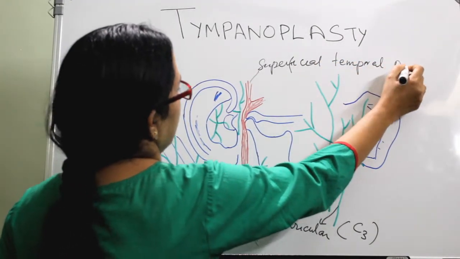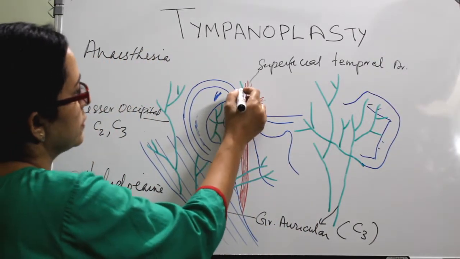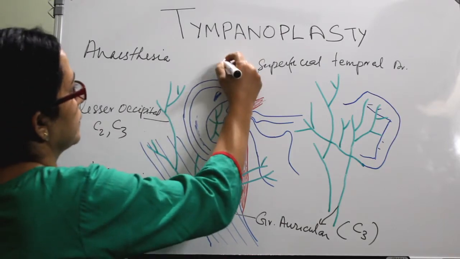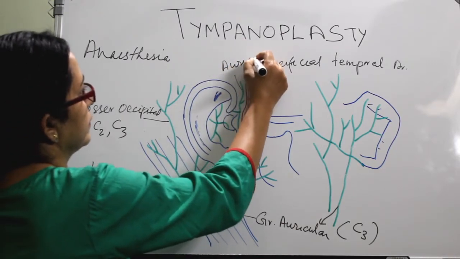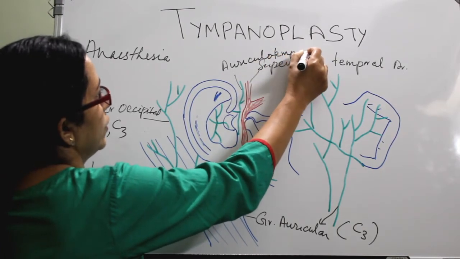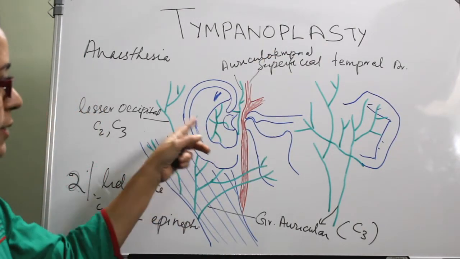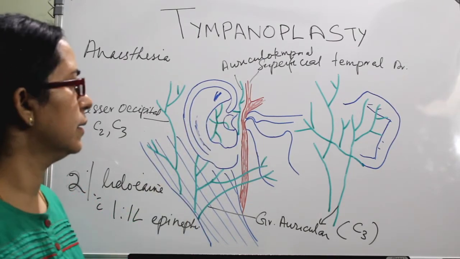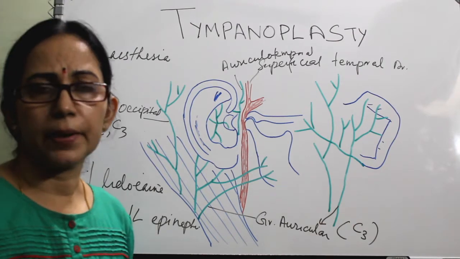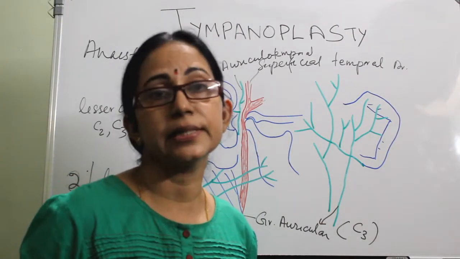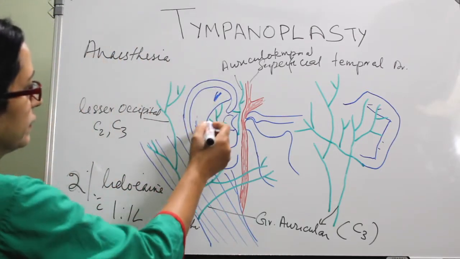Superficial temporal artery. Along with that comes the auriculotemporal nerve. Okay. Auriculotemporal. And also the external auditory canal and also this conchal area is supplied by the auricular branch of the vagus nerve. Okay, this one.